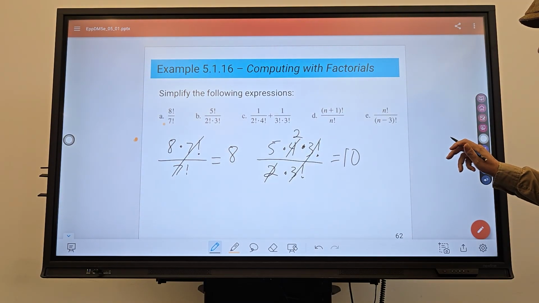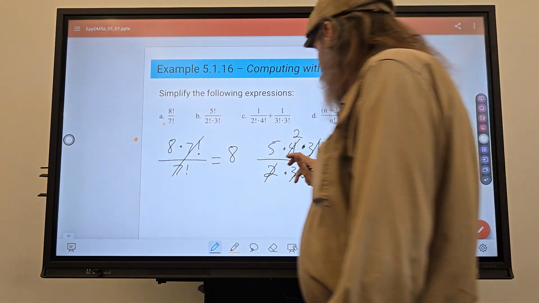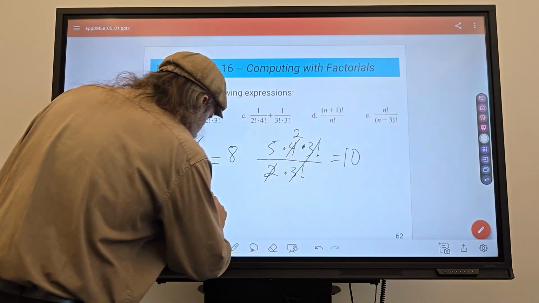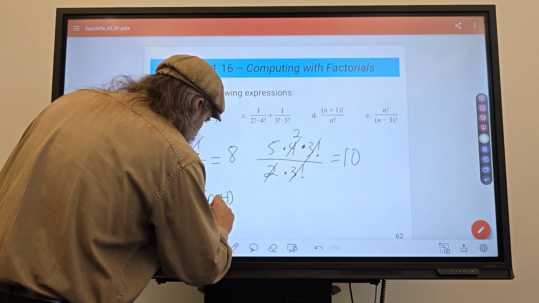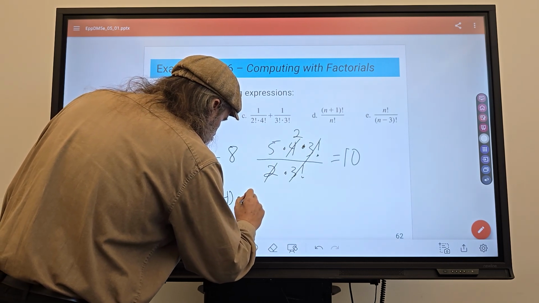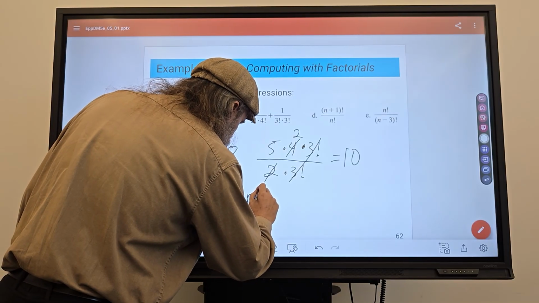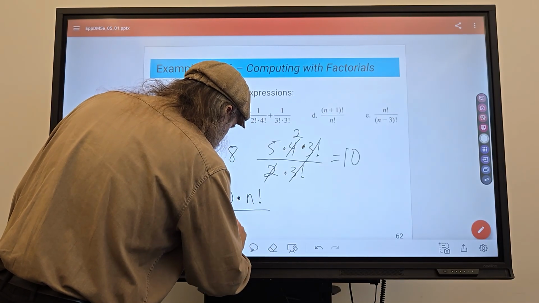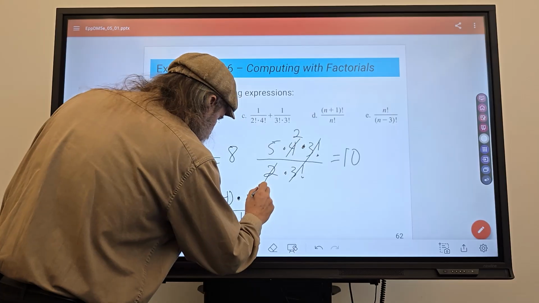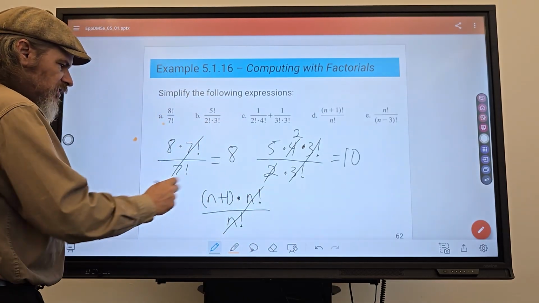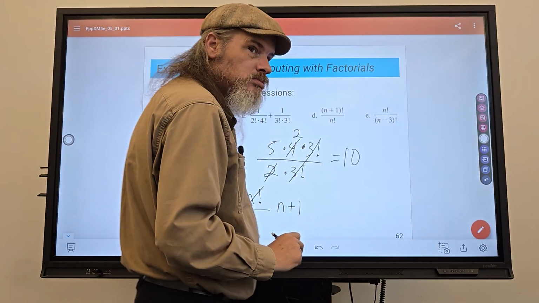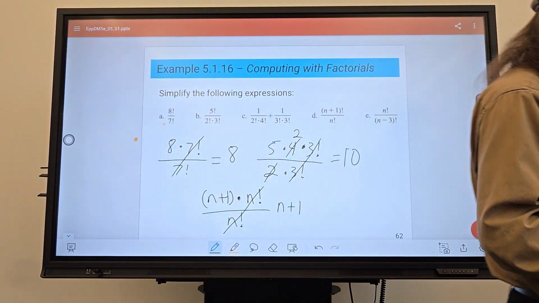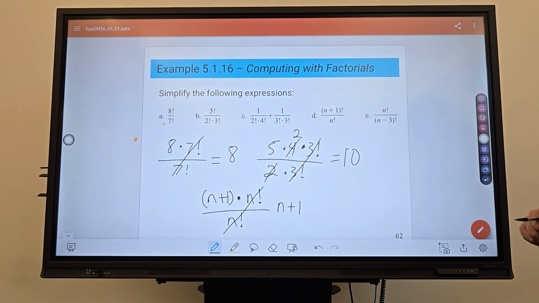So in D here, you have n plus 1 times n factorial over n factorial. Cancel out the n factorials, and you're left with n plus 1. Right? So there you go.